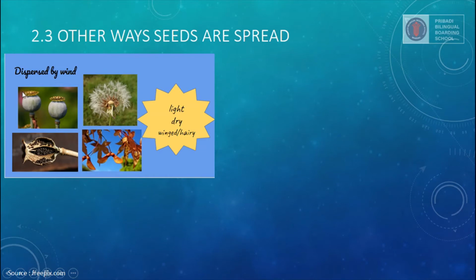For example, this poppy seed here, the wind will shake the stem and the seeds will go out through the small holes here. And also the dandelion, they have hairy seeds, and this is the sycamore seed. The sycamore has wings that make it able to fly, dispersed by the wind.